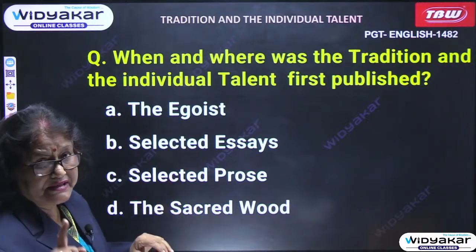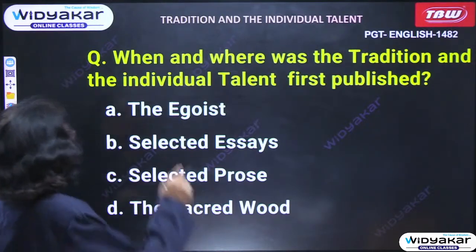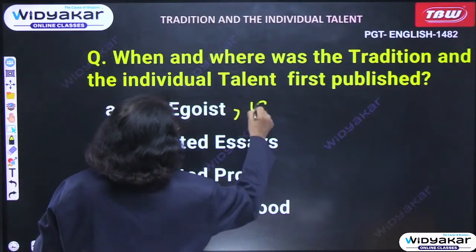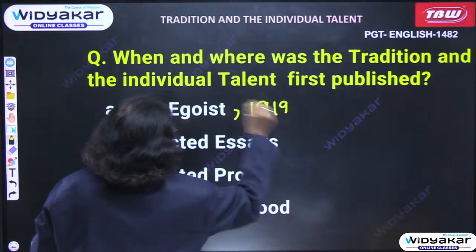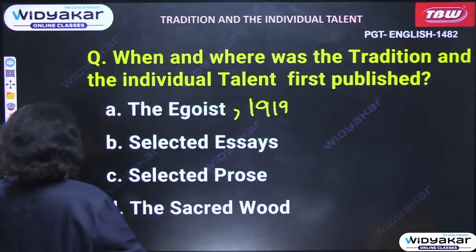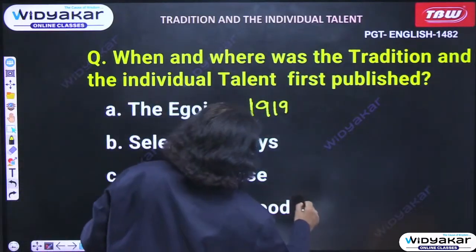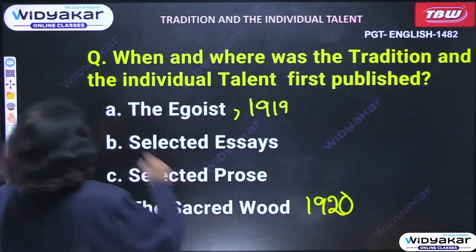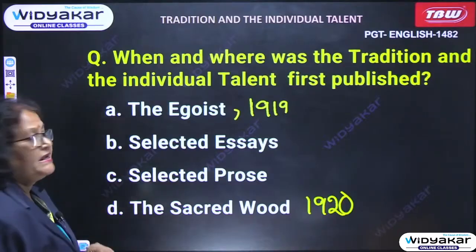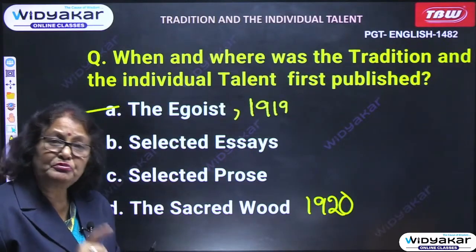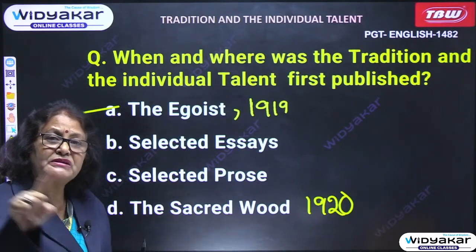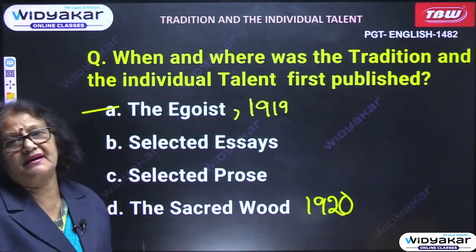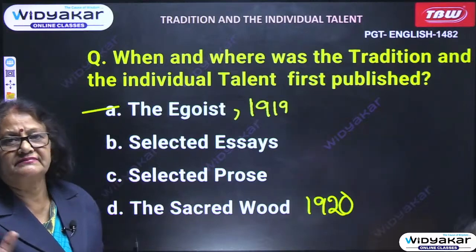It was an essay by T.S. Eliot. It was first published in the Egoist, in 1919. Then it was published in The Sacred Wood in 1920. So it was first published in the Egoist, volume number 6, in the September or December issue.